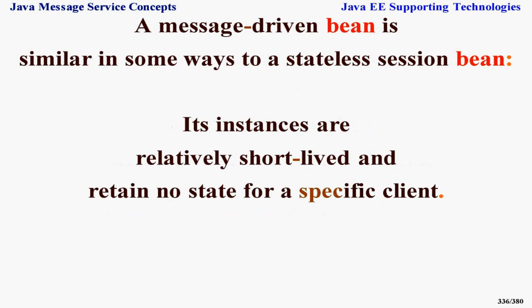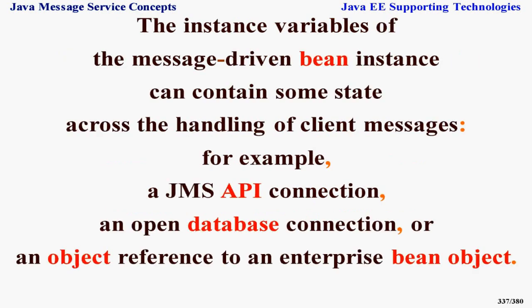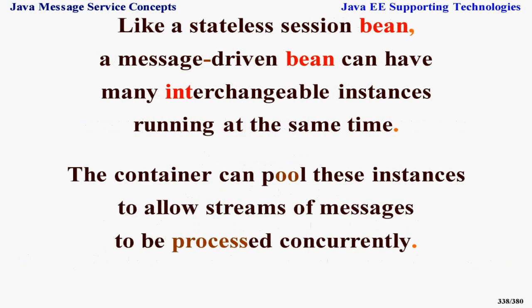A message-driven bean is similar in some ways to a stateless session bean. Its instances are relatively short-lived and retain no state for a specific client. The instance variables of the message-driven bean instance can contain some state across the handling of client messages, for example, a JMS API connection, an open database connection, or an object reference to an enterprise bean object. Like a stateless session bean, a message-driven bean can have many interchangeable instances running at the same time. The container can pool these instances to allow streams of messages to be processed concurrently.